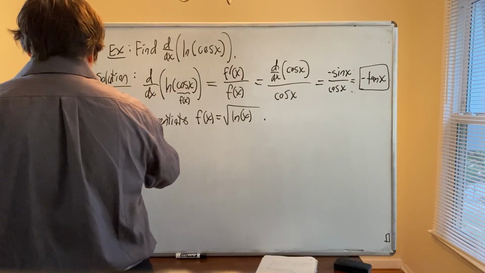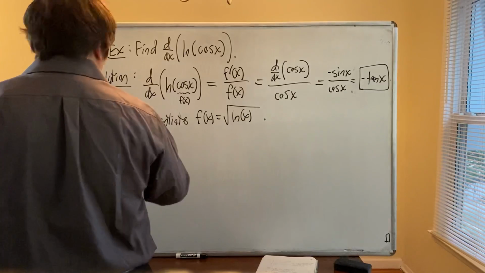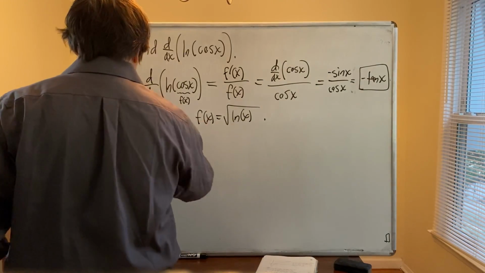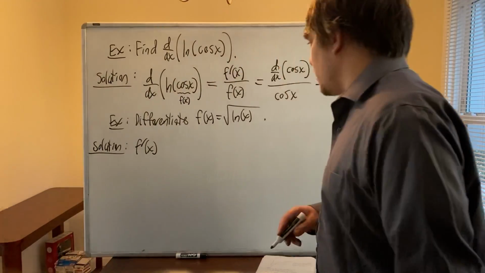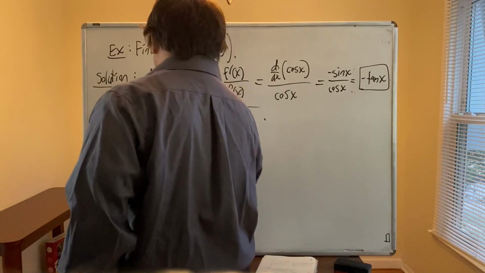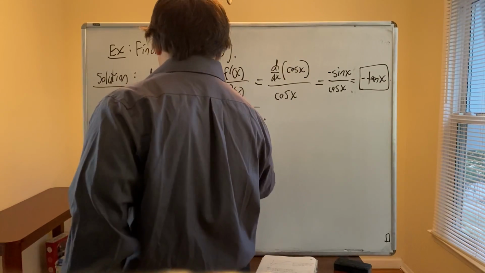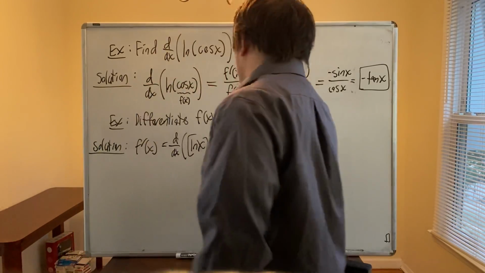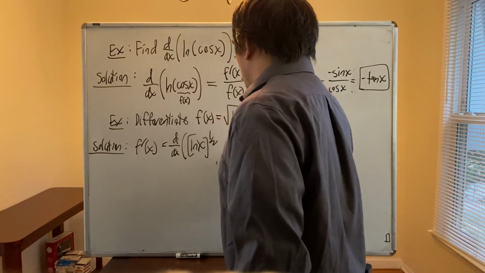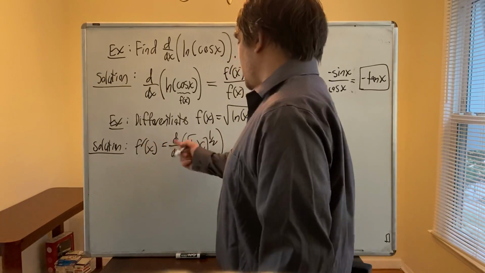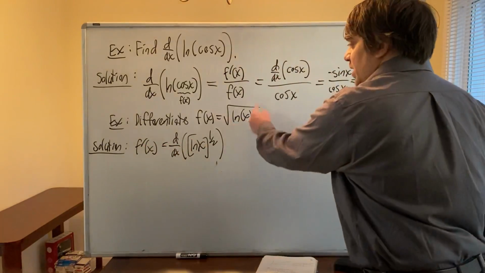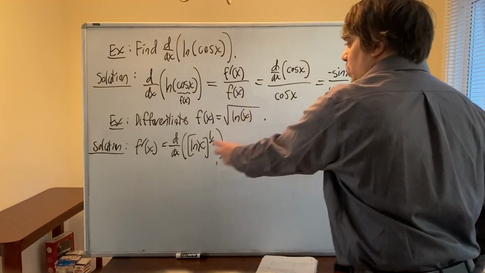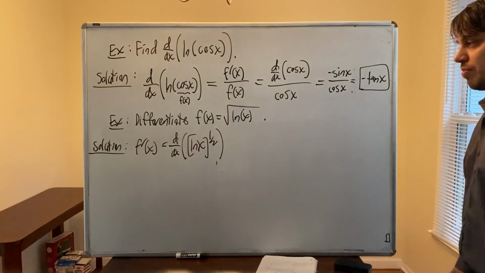Solution. Differentiating means finding the derivative. So what is f prime of x? It's equal to the derivative of ln of x raised to the 1/2 power. I'm making this step, instead of f prime of x, I'm writing d/dx of it, and I'm writing this in exponential form. Instead of the square root, I'm raising it to the 1/2 power.